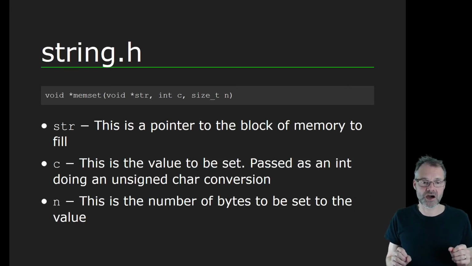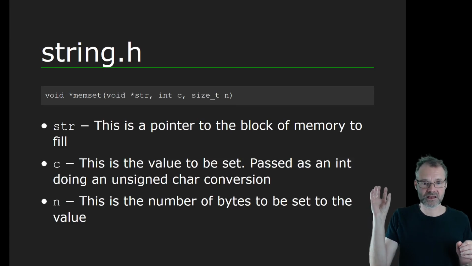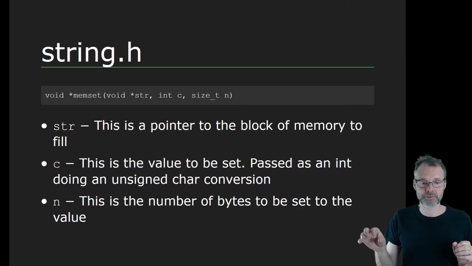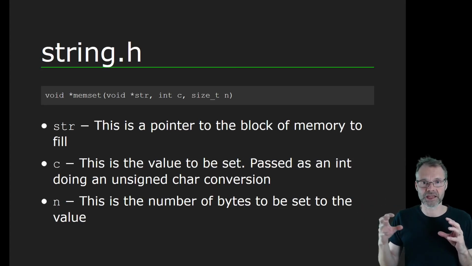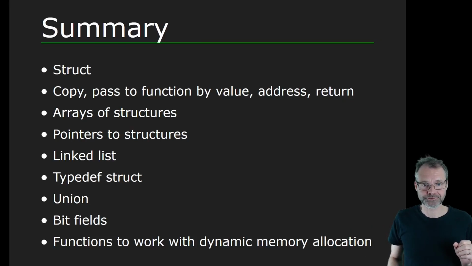We also saw how we could set part of a memory with memset. We just put in a pointer to the block of memory, what type of value we want to set it to, I set it to 0, and how many bytes we are going to set there. Okay, so let's sum it all up.